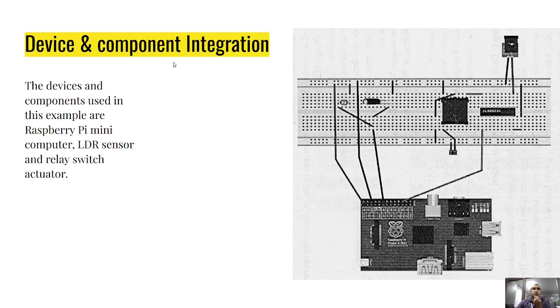Similarly, for device component and integration, this is one of the major steps. Original hardware comes into life. The devices and components, for example, that have been used here for implementing the home automation system are a Raspberry Pi and an LDR sensor as well as a relay module. And we can see that there is a driver IC for this particular relay module here.